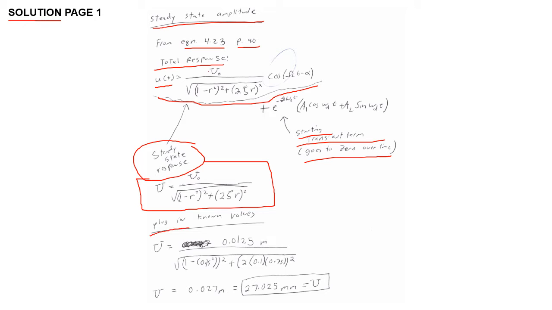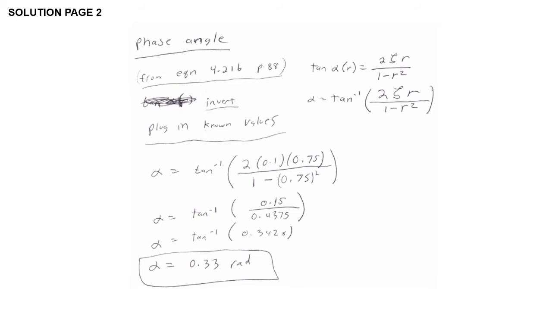We can then start plugging in our known values. The u naught that we solved for was 0.0125 meters, divided by the square root of quantity 1 minus 0.75 squared, quantity squared, plus quantity 2 times 0.1 times 0.75, quantity squared. Once we plug in our known values to the general equation, we find that u is equal to 0.027 meters, or in millimeters, 27.025 millimeters.